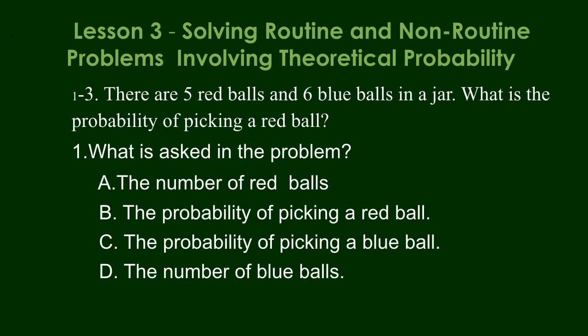Again, for number 1, what is asked in the problem? A, the number of red balls. B, the probability of picking a red ball. C, the probability of picking a blue ball. D, the number of blue balls. Timer starts now.